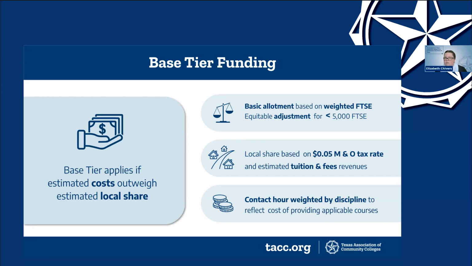So much like the old model where you all did your report of fundable operating expenses that sort of broke out, here's how much instruction costs by discipline, and here's how much you get funded by discipline. That becomes a piece of this calculation now to help determine what are your costs and how well does your local share offset that. And if you find yourself in a situation where the costs are higher than the local share, your institution will receive this base tier funding.